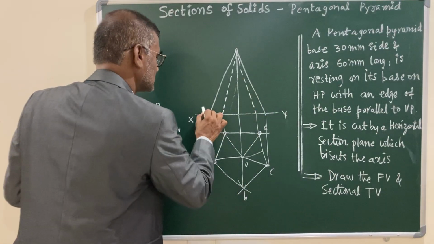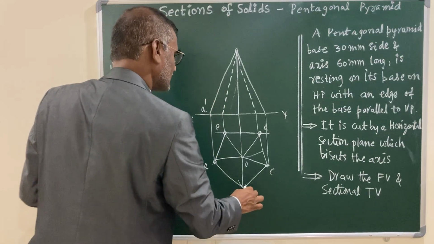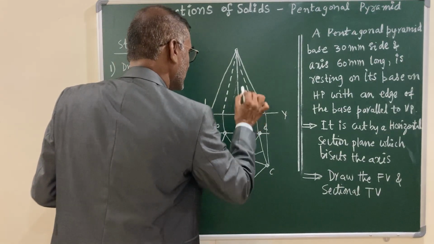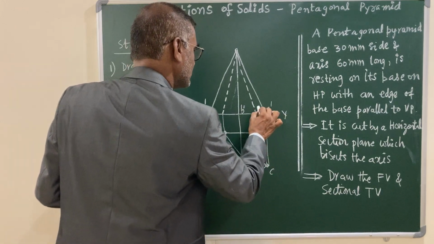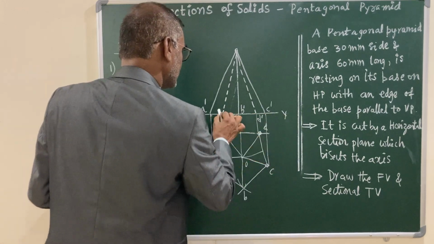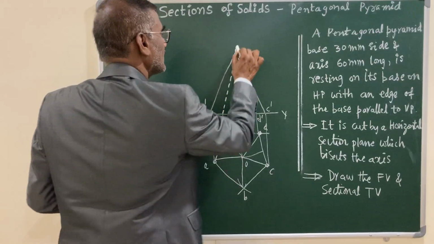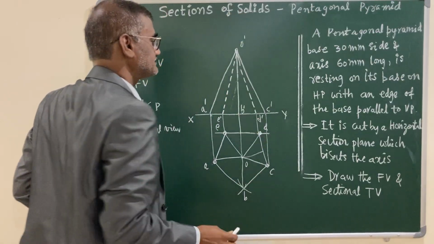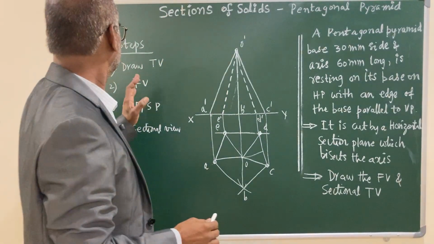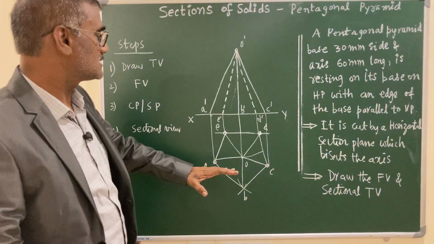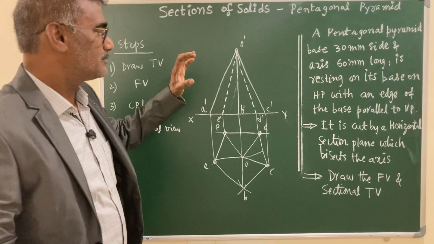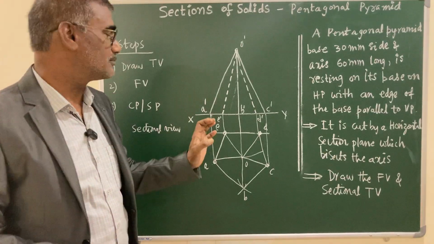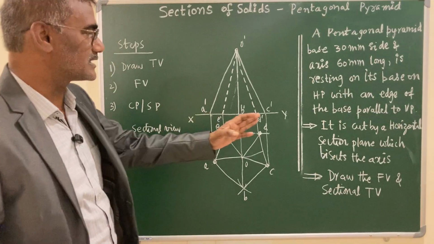Let us give the names. This is your A prime, and this is B prime, C prime, and this is D prime, and finally this is E prime, and this is O prime. So the second step, that is front view, you have projected from the top view to front view. So the projections of the solids in simple positions is completed. Now we are proceeding to cutting plane.